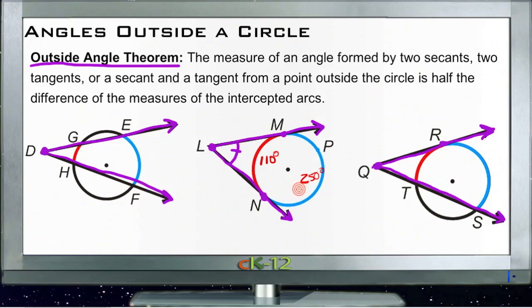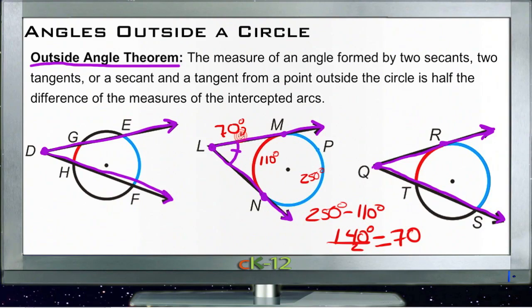We subtract the two of them. We take 250 minus 110. That seems a little more reasonable. And that gives us 140. And that 140 divided by 2 is 70, so that our measure of our angle in here at L would be 70 degrees.